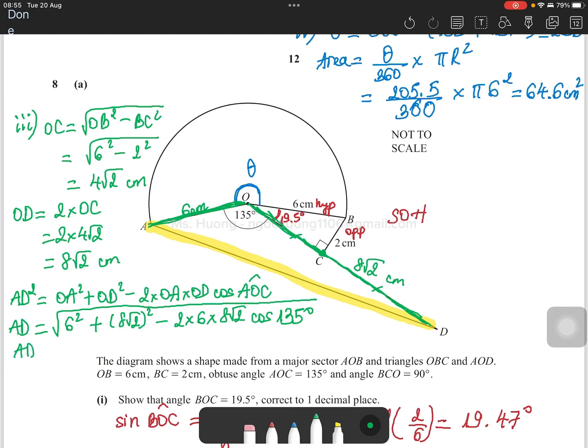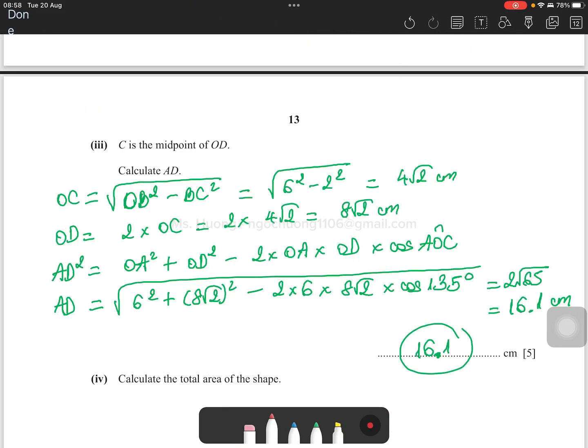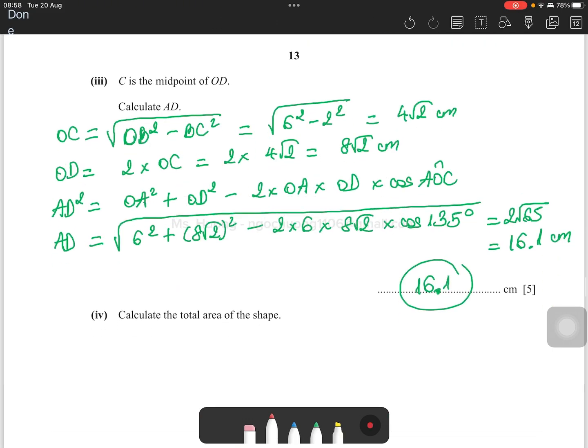So the answer is equal to 2 root 65, and this one is equal to 16.1 centimeters, correct to 3 significant figures. Number 4, calculate the total area of the shape.